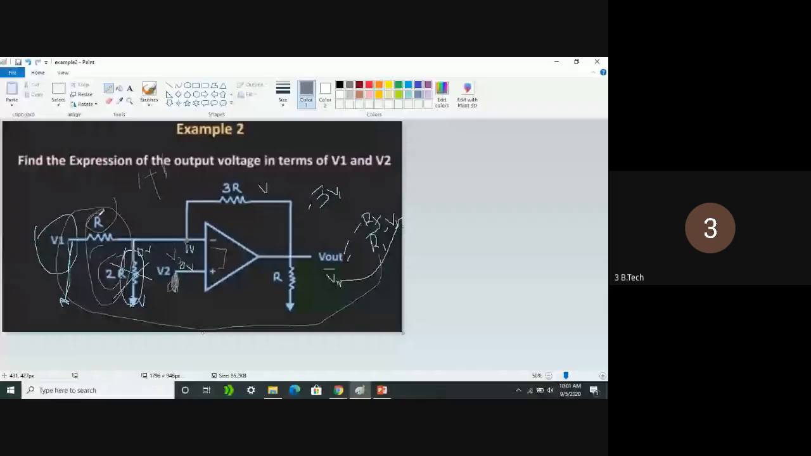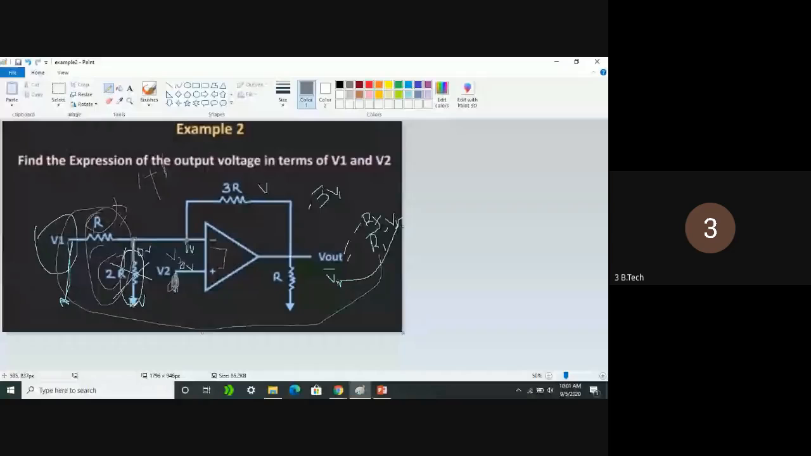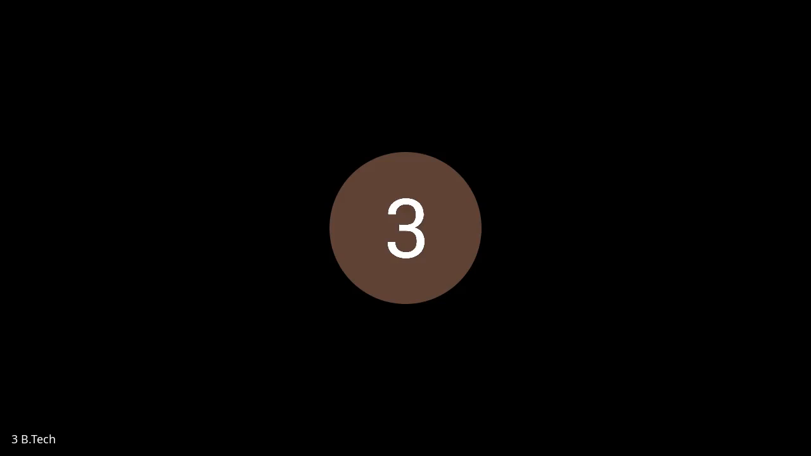based on virtual ground. Whatever voltage we apply at the positive terminal is presented at the negative terminal, based on the concept of virtual ground. If this is 0, obviously here also 0. If this is V2, obviously here also V2. So here one terminal is V2 and another terminal is 0. A potential difference occurs between the resistor terminals, so obviously current will flow through this one also.